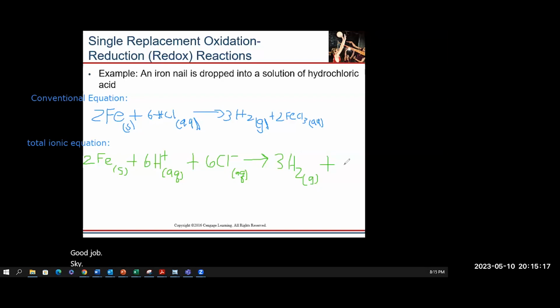It's still bright outside. 2 Fe3+ plus 6 Cl minus. Yeah. Good job.